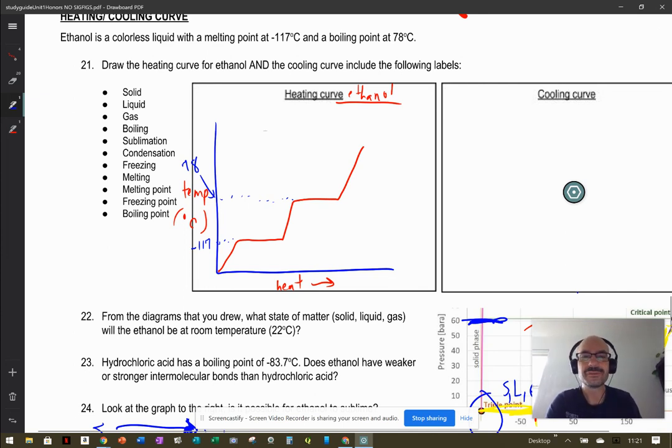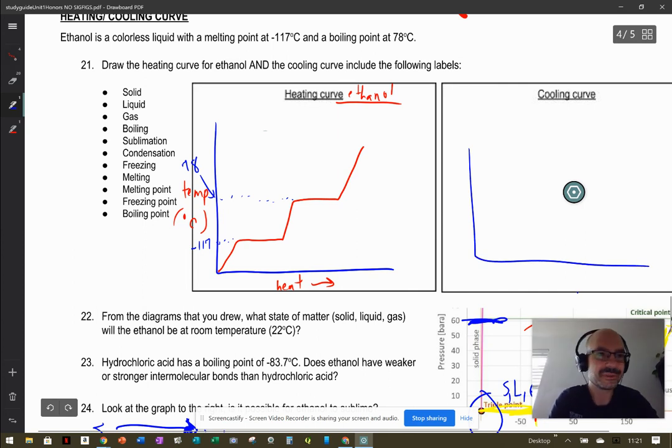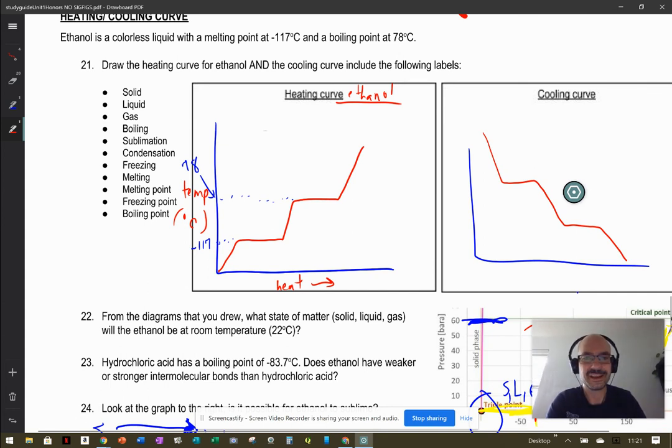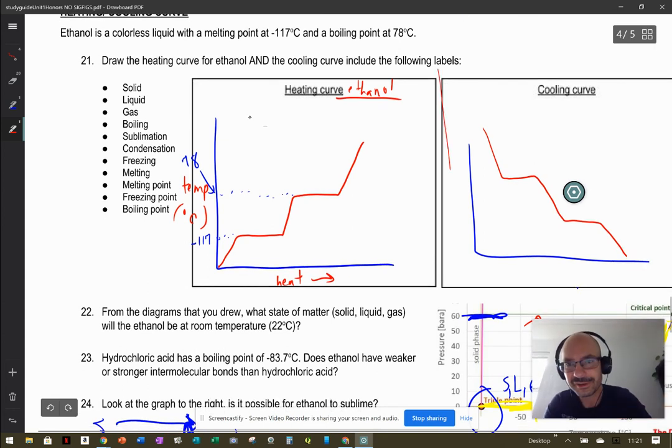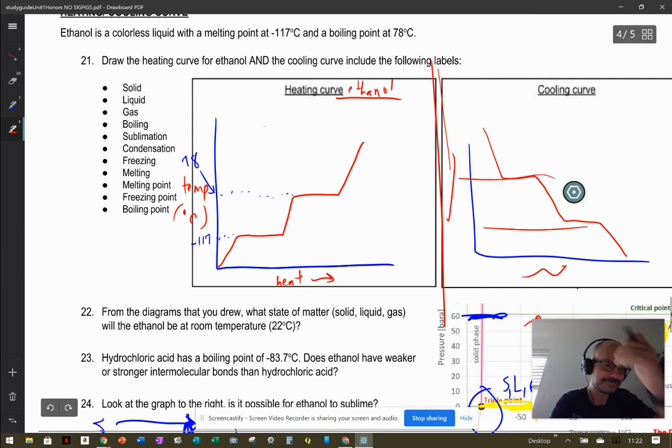And then the cooling curve would just be the opposite of that. I'm not going to draw that out. It's just the opposite. So for the cooling curve, maybe I will draw it out. You would start with a gas becoming a liquid. So it's just the opposite. If we put a mirror up right here, they should look like mirror opposites. And then, of course, you'll write your stuff in and identify the heating and cooling curve.